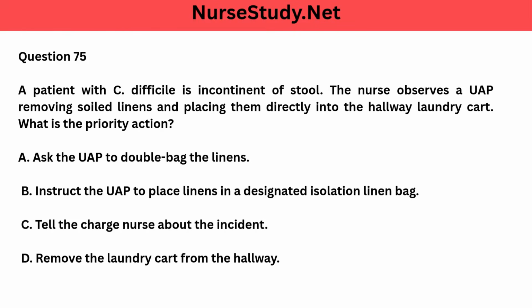Question 75. A patient with C. difficile is incontinent of stool. The nurse observes a UAP removing soiled linens and placing them directly into the hallway laundry cart. What is the priority action? A. Ask the UAP to double bag the linens. B. Instruct the UAP to place linens in a designated isolation linen bag. C. Tell the charge nurse about the incident. D. Remove the laundry cart from the hallway.